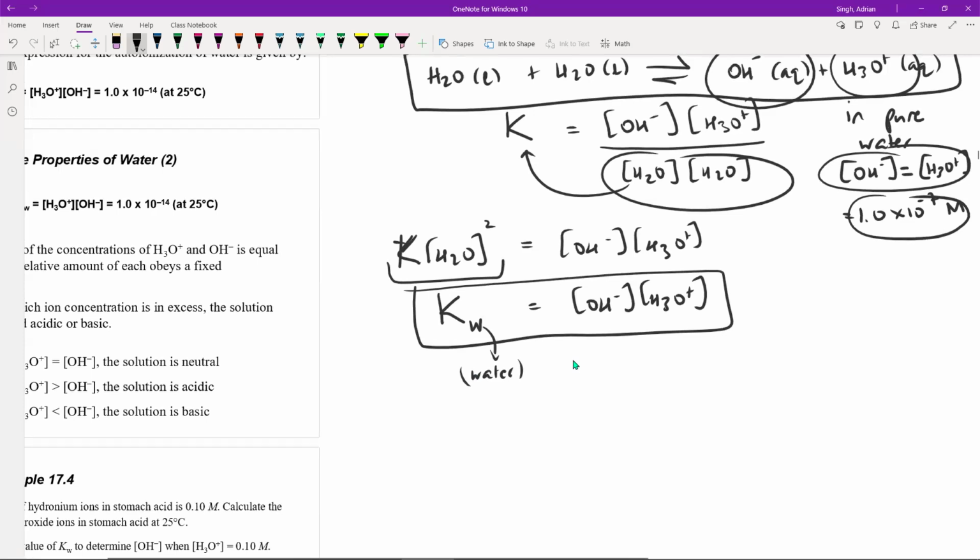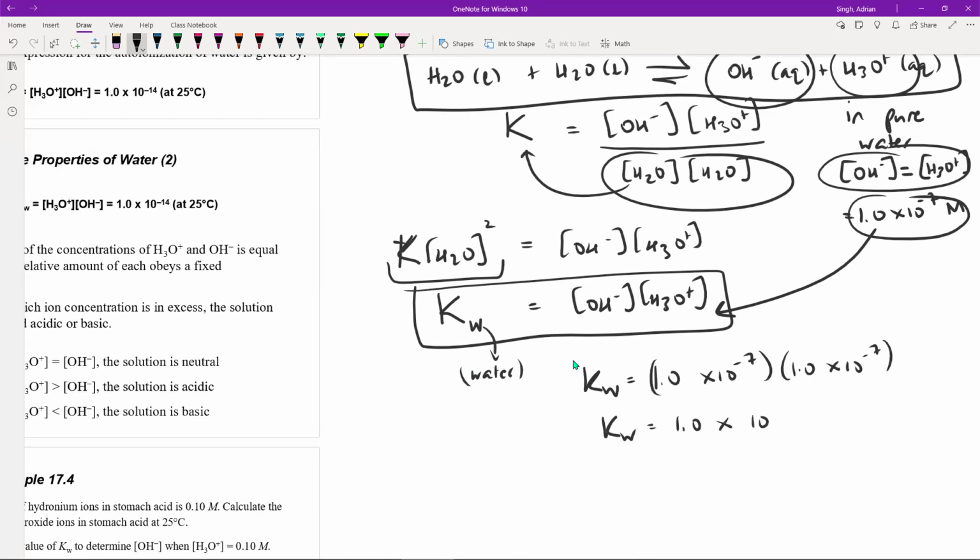So if I substitute these values into this equation, I end up with Kw being equal to 1.0 times 10 to the minus 7 and 1.0 times 10 to the minus 7. So this is going to give me 1.0 times 10 to the negative 14. This is known as the ion product of water. And this is specified at 25 degrees Celsius, because as we know, equilibrium can be temperature dependent.